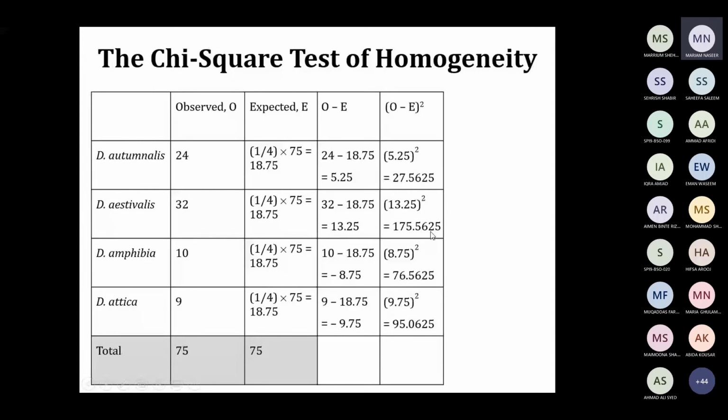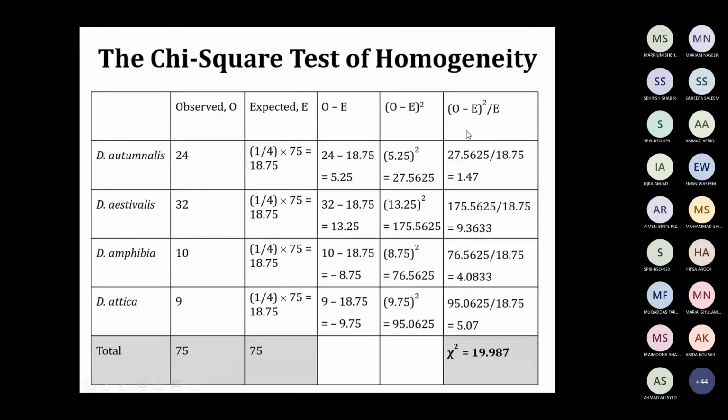Okay, now the final column is when you have to divide this square of the difference by the expected frequency of the same class, right? So these are the values. And this is the chi-square, 18.987.